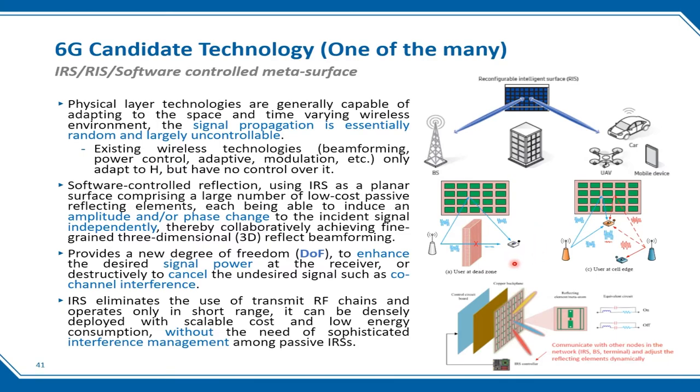And if you look at IRS, this eliminates the use of a transmit RF chain. So this is not really an active amplify-and-forward kind of thing. It just reflects whatever is incident on it. And it operates over a very short range. It can be densely deployed, and it is scalable as far as cost and low energy consumption are concerned. And there is no need for sophisticated interference management among these passive IRSs. So that's overall the entire idea behind IRS. And in the coming slides, we'll look at a mathematical model to understand how it brings in the benefit in the system.